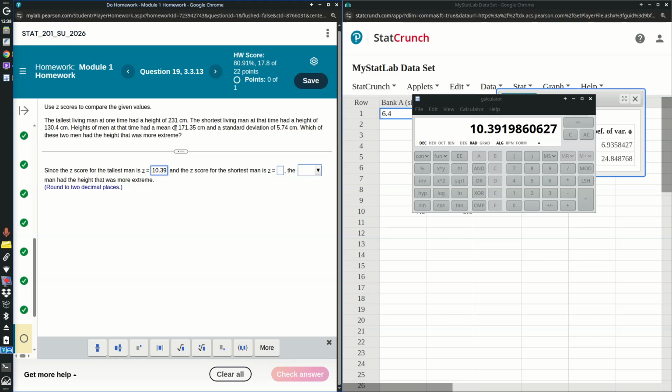For the shortest man, we're going to do the observation, which is 130.4, minus the average, 171.35, and then divide by the 5.74, and we get negative 7.13. And so the more extreme score is the one with the higher absolute value. So the taller man was the larger extreme.